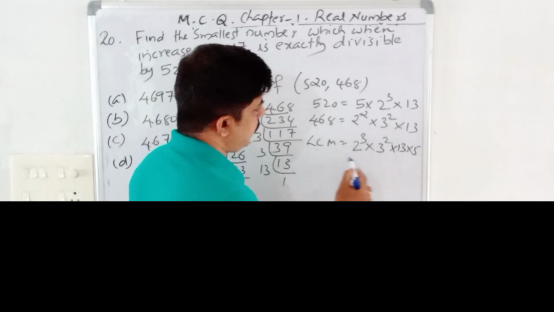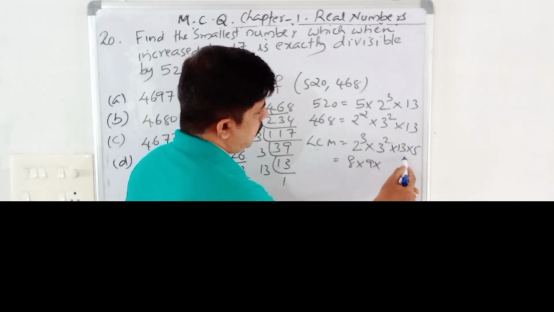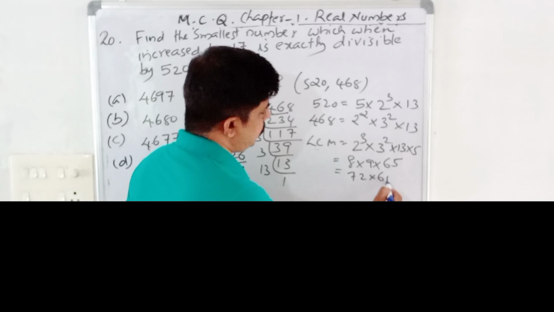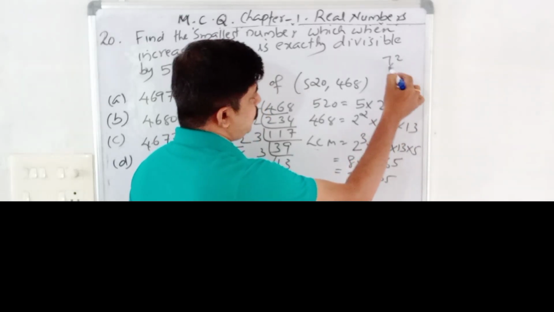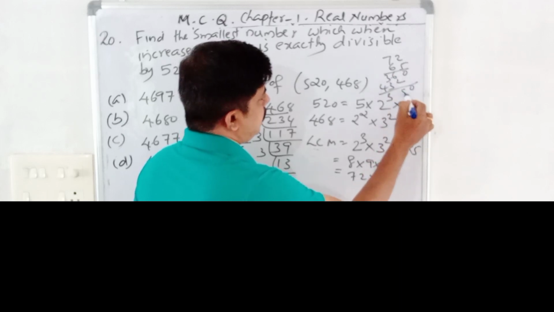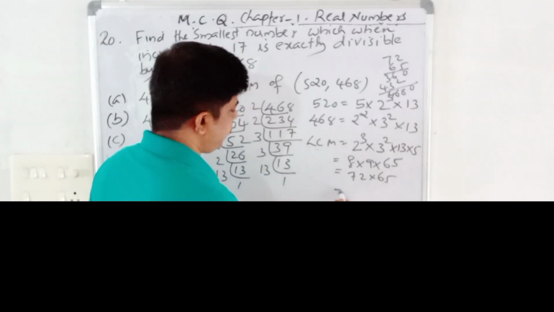Again 5. We have to find the product 8 into 9 into 65, 72 into 65. Okay, this is the LCM.